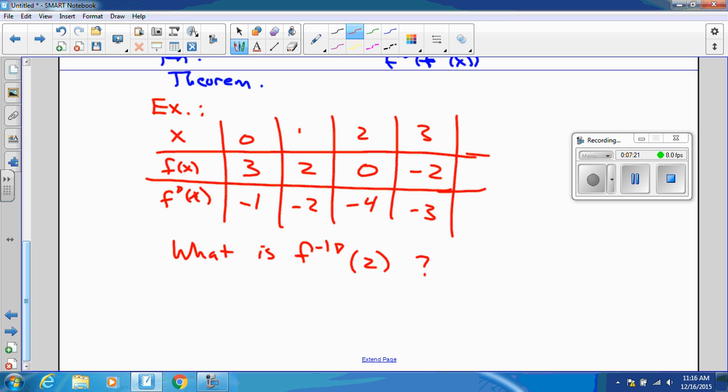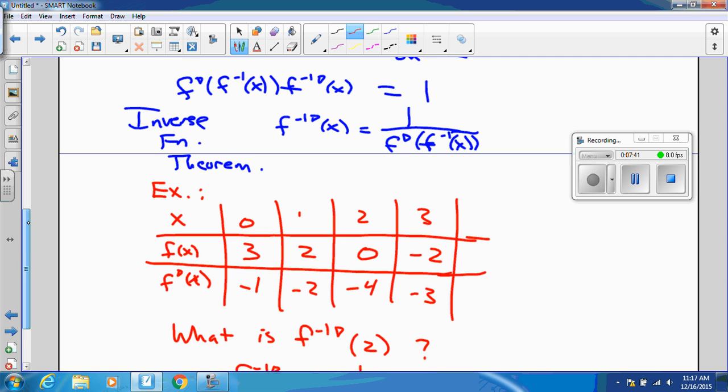And so to think through that carefully, I start with my form. I would say that using the theorem, f inverse prime of 2 should be the same as 1 over f prime of f inverse of 2. How? Because that's the inverse function theorem. I thought the inverse function theorem was just the inverse, or no? What the inverse function theorem does is it gives me the derivative of f inverse even if I don't know what f inverse is.